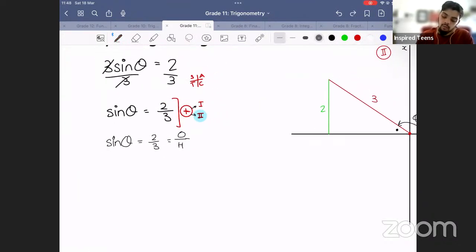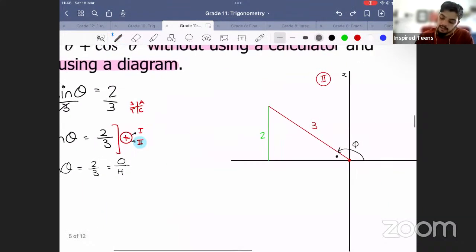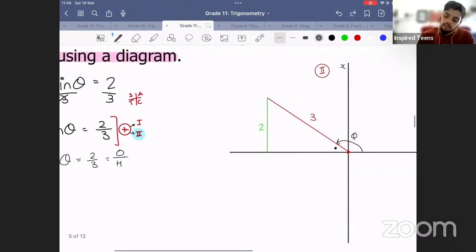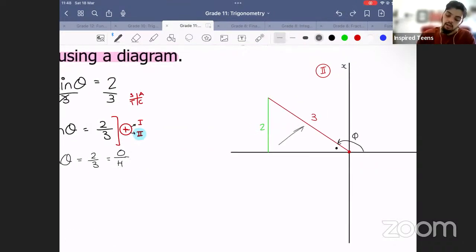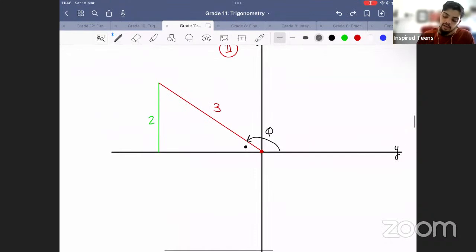And now we can fill in the values, because like I said, that is the theta we're working with. So its opposite is 2. How do I know? Because I know. Its hypotenuse is 3. How do I know? Because I know it from rearranging the equation. Okay. Now, how do I find the third side? Someone tell me. How do I find the value of the third side?